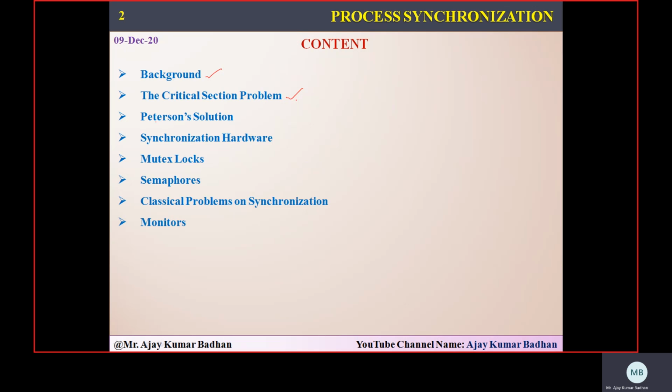Giving them one at a time and getting their task executed, that is what the critical section problem is. Then the solution, that is nothing but the Peterson solution. Followed by that, we have seen something called hardware synchronization, that is nothing but hardware-related solutions for process synchronization.